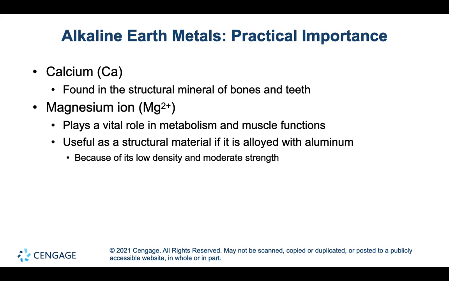So some practical importance to these. Calcium, of course, is very important as a structural mineral for bones and teeth, and also for other processes in the body. Magnesium plays a vital role in metabolism and muscle function. If you alloy magnesium with aluminum, you get a fairly low density and high strength or moderate strength metal. So it's a way to get more strength with less mass, which is one of the reasons why magnesium and aluminum tend to get used in various processes.